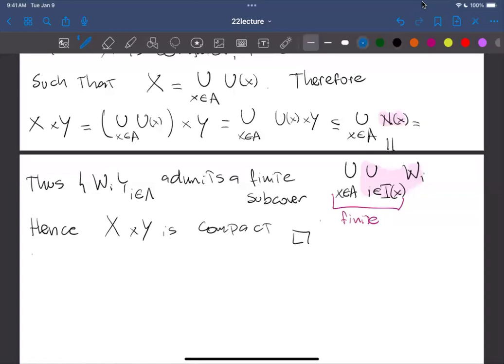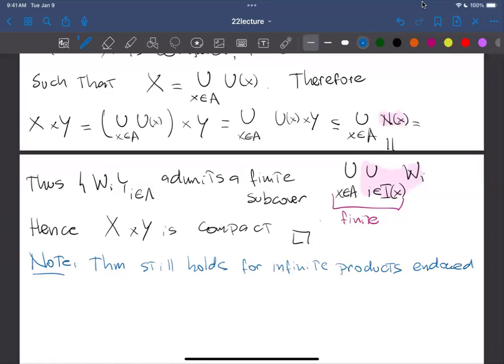Let me say something. The elephant in the room now is: what about infinite products? Let me just say this theorem still holds for infinite products, but with the product topology. The box topology will not work. The product topology.